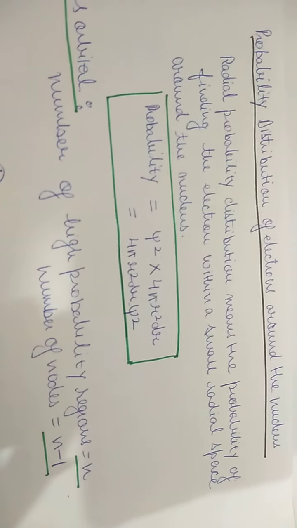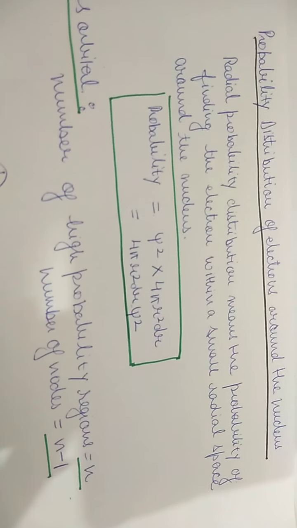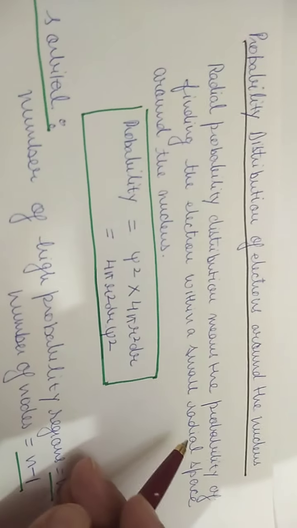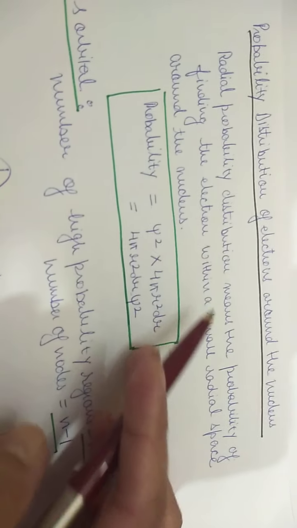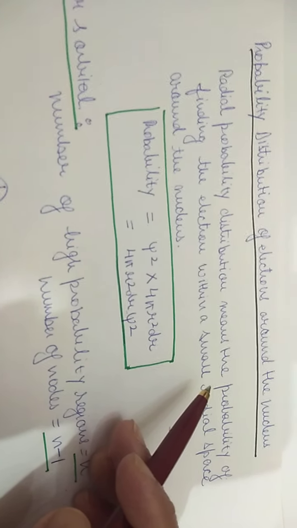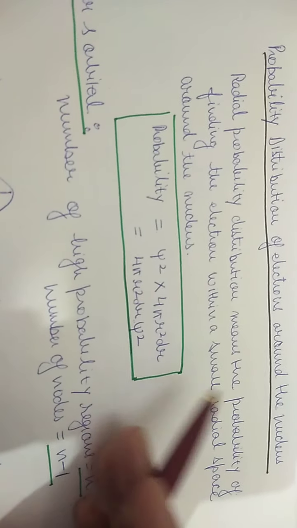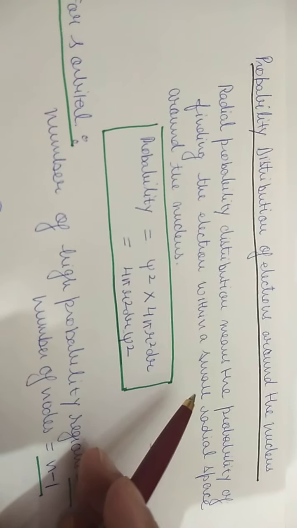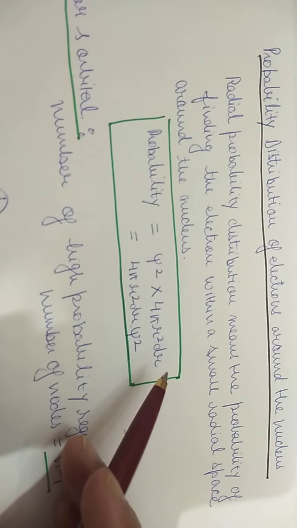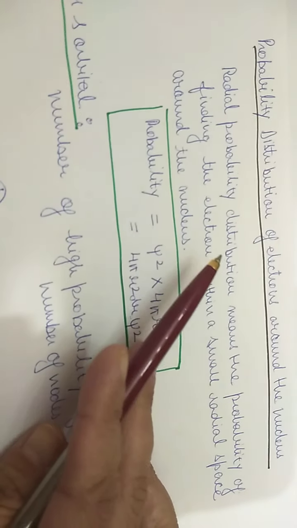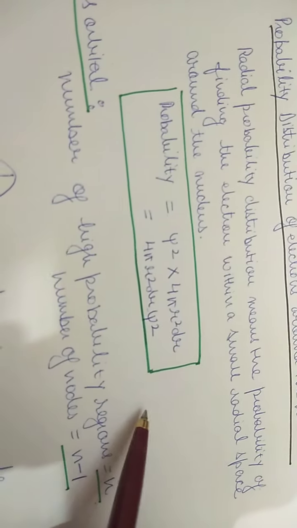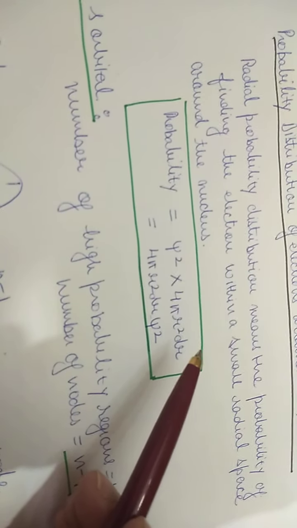Next we will do probability distribution of electrons around the nucleus. Now we will study how the electrons are distributed around the nucleus. We have studied the radial distribution curve, in which we read about the distance of the electron from the nucleus. So today we will study how the probability of finding the electron is distributed around the nucleus.